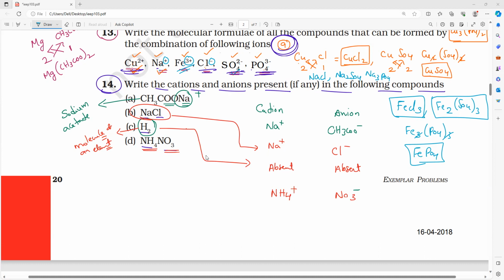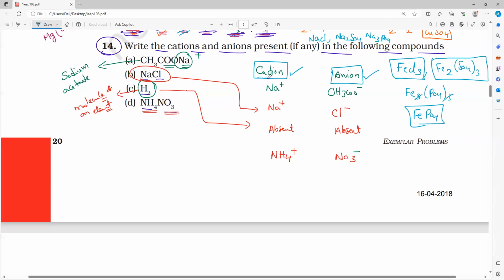So this is about identifying positive ions and negative ions. Positive ions we call cations. Negative ions we call what? Anions. All of you? Anions. Do it.